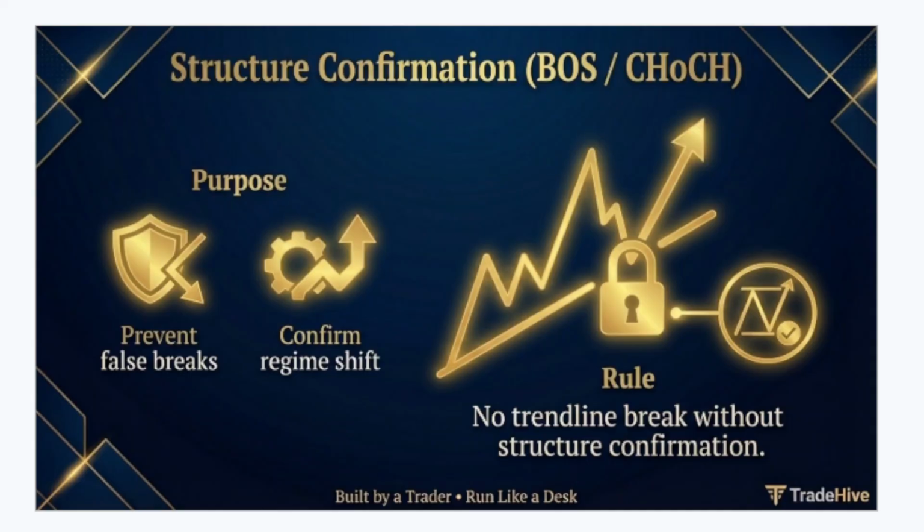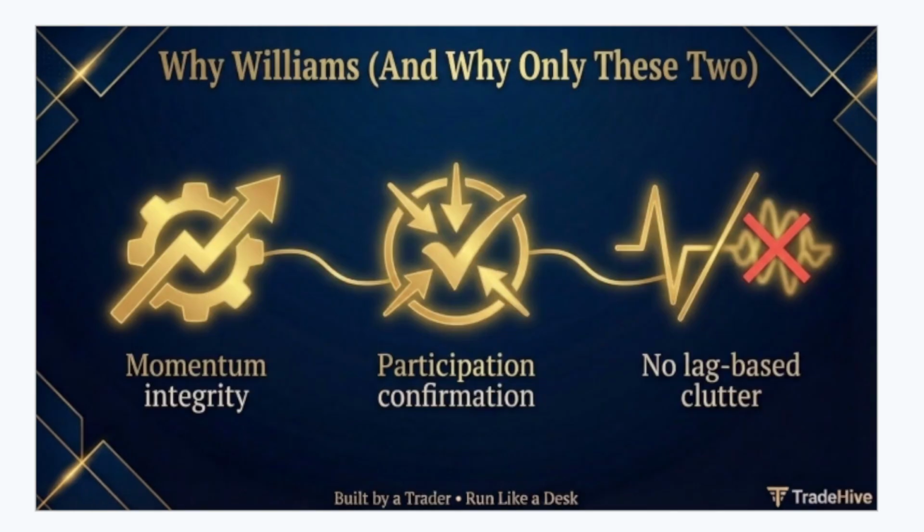Structure confirmation using BOS or chalk prevents false breaks and confirms regime shifts. The rule is no trendline break without structure confirmation. We use Williams tools for momentum integrity and participation confirmation, avoiding lag-based clutter. These two tools provide essential non-lagging confirmation.